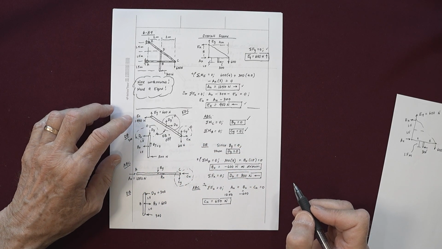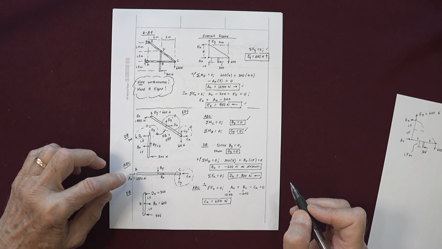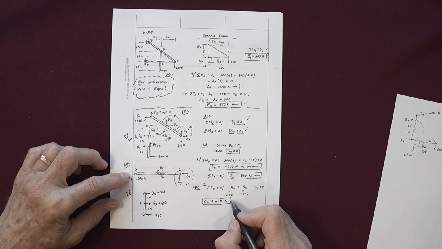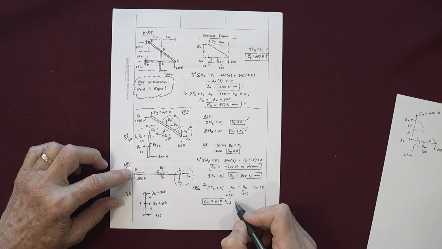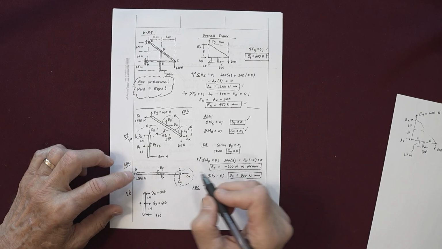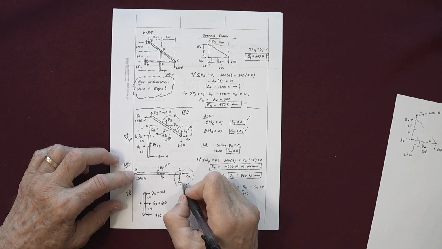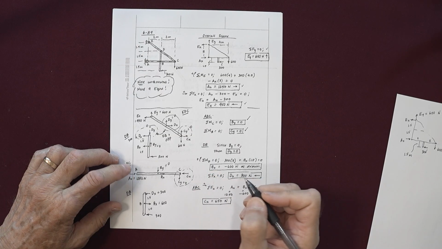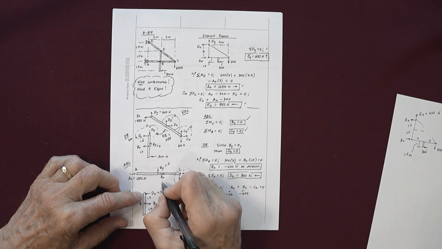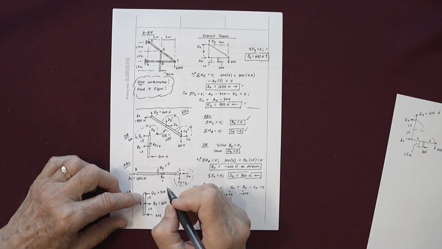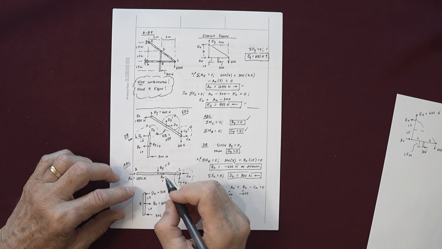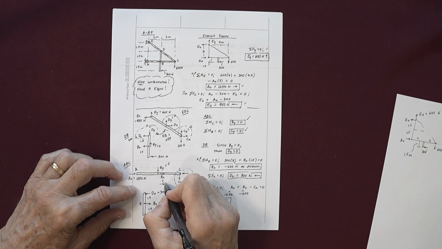Finally, when you get to ABC, we already found By is 0. We already found Cy is 0. We just found Bx is equal to 600. Actually, in this direction, Bx is negative 600.